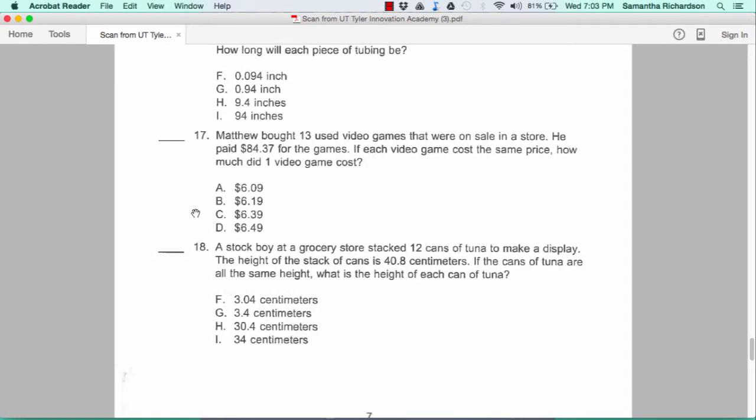Number 17. Matthew bought 13 used video games that were on sale in a store. He paid $84.37 for the games. If each video game cost the same price, how much did one video game cost? A. $6.09. B. $6.19. C. $6.39. D. $6.49.